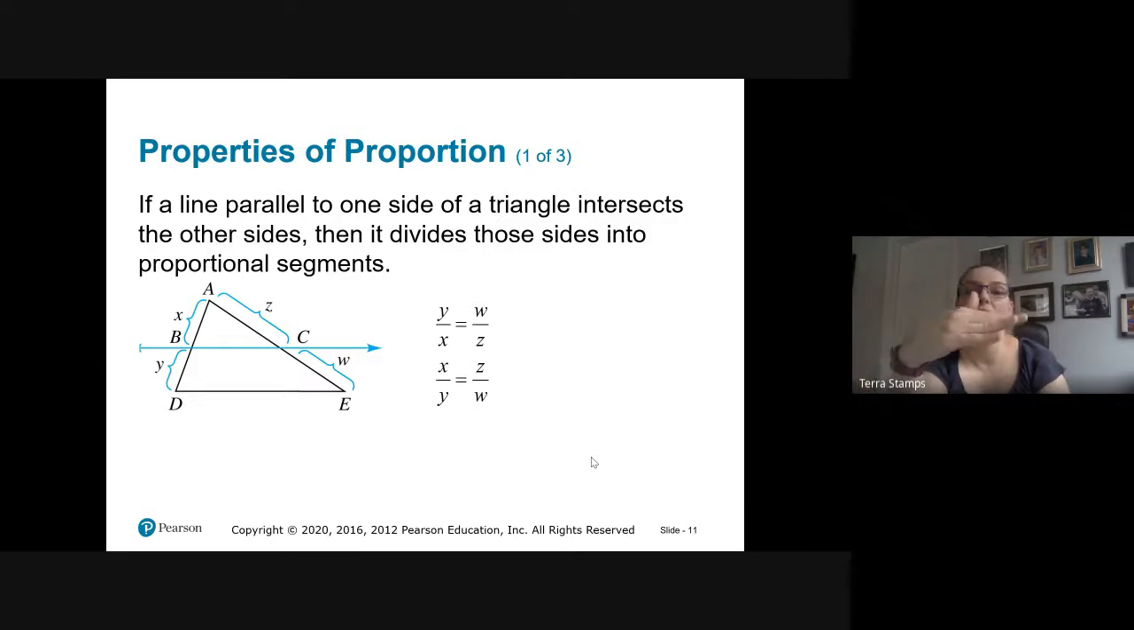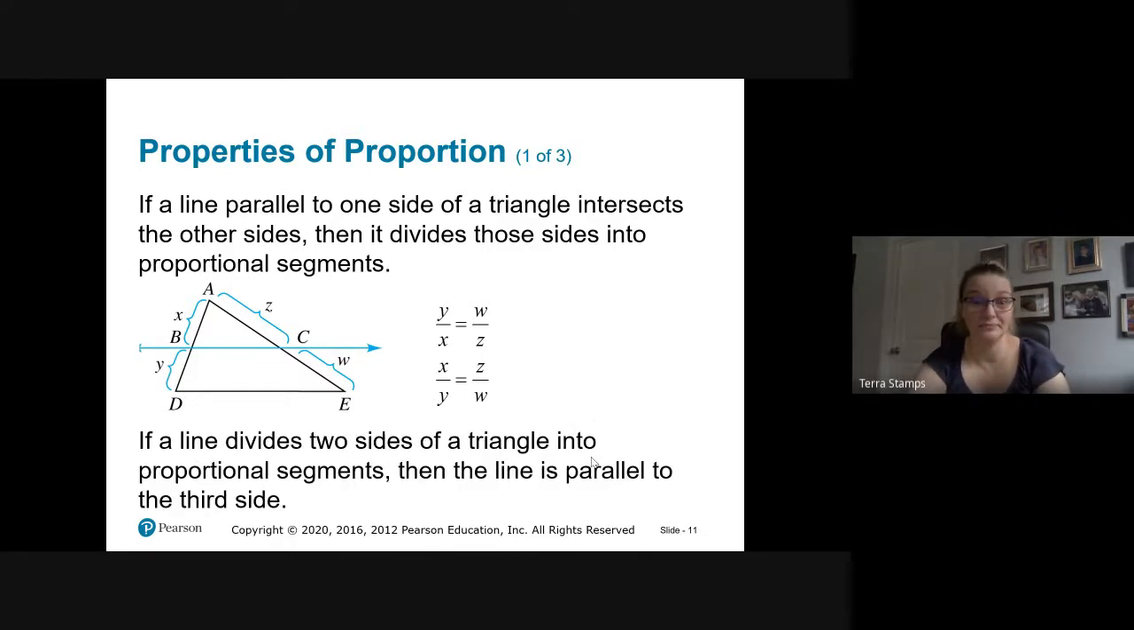That's because that line is parallel to the base, so we form corresponding angles, since these are parallel lines cut by a transversal, two transversals, one on each side of the triangle. So we form a bunch of similar triangles in there, and we get those proportional sides.